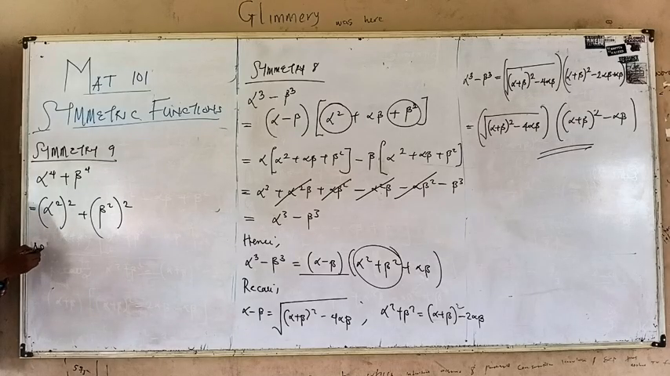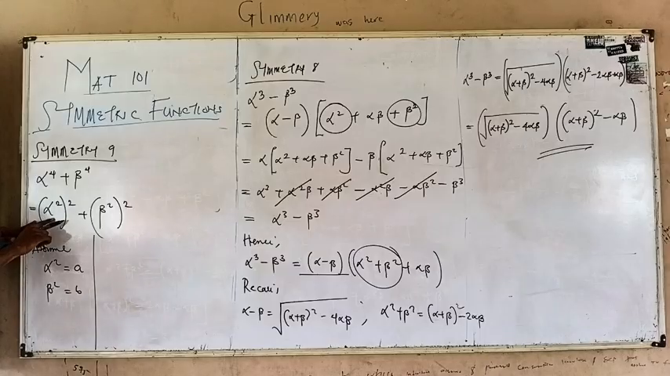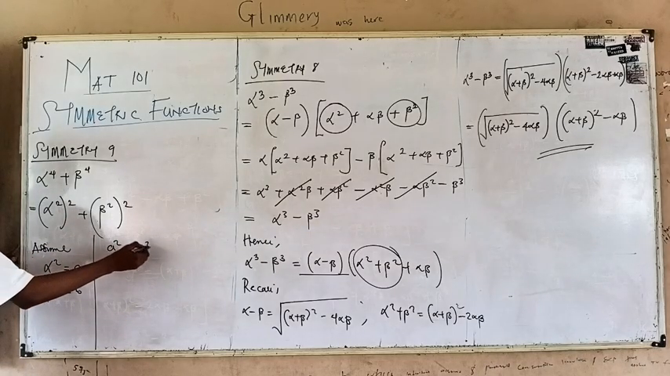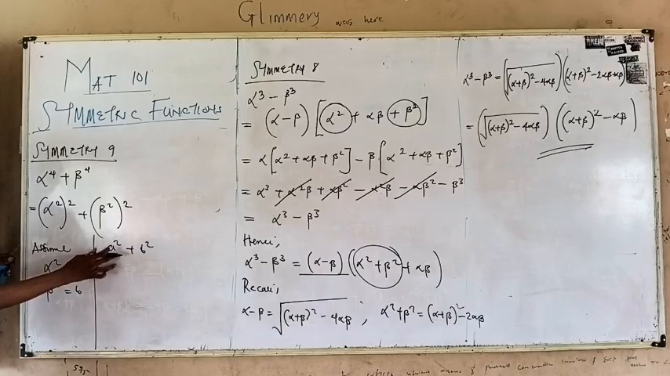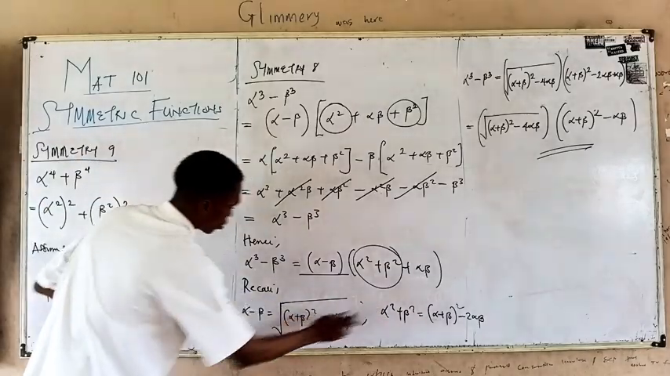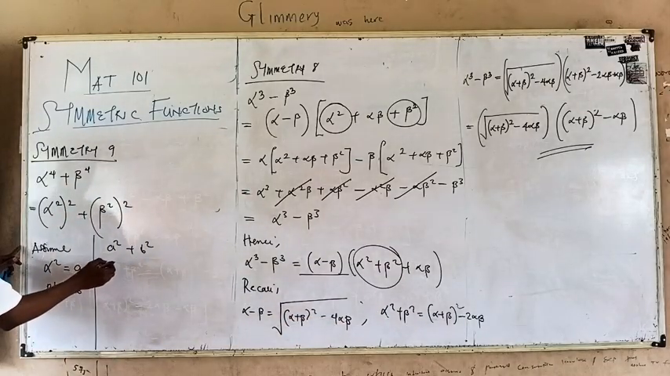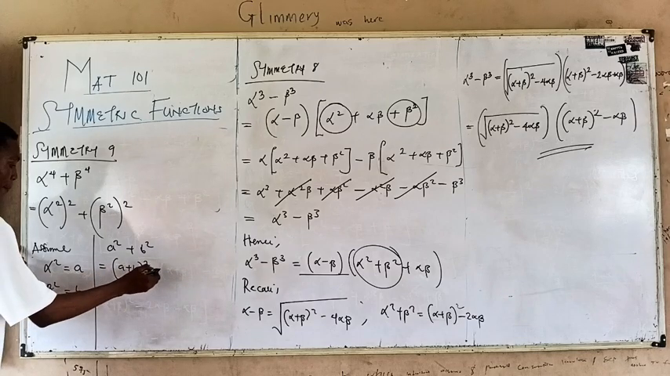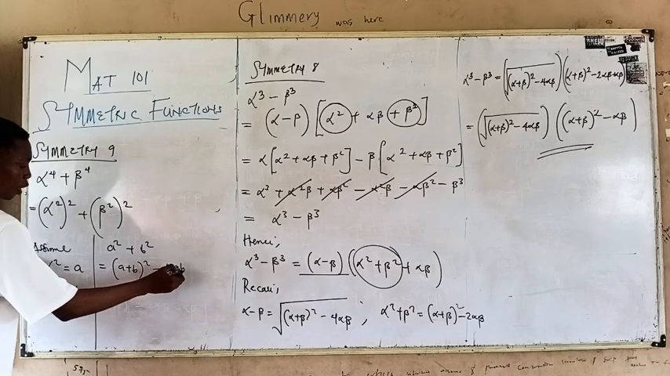Assume that any place I have alpha square, let it be A. And any place I have beta square, let it be B. So if that should be the case, here is alpha square. What will I put there? A square plus B square, isn't it? And remember this thing I taught you guys from here. So what will I have? A plus B all square minus 2AB.